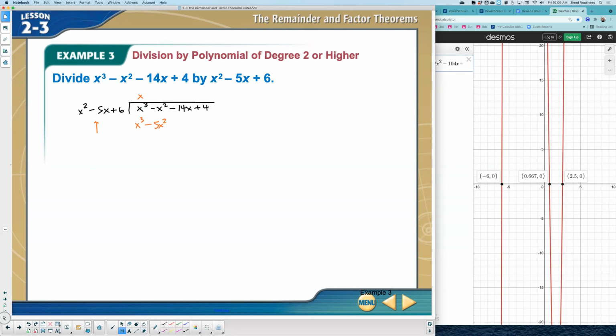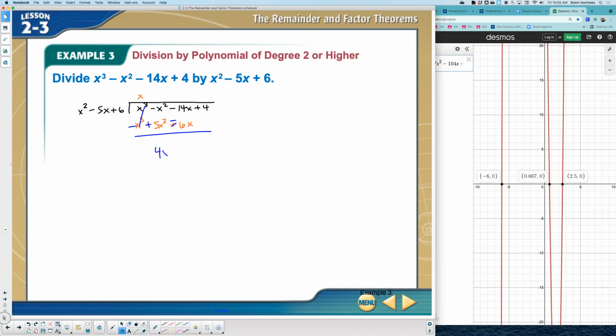Negative 5x squared. Okay. And what is x times 6? 6x. All right. Now I do the fundamental rule of division. What is the fundamental rule of division? Switch the signs. This becomes a negative. This becomes a positive. This positive becomes a negative. Front simplifies. What is a minus x squared plus 5x squared?